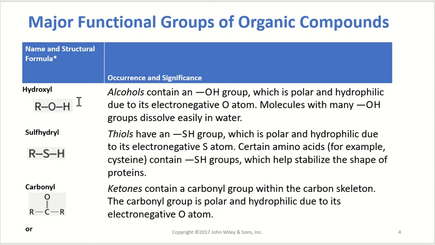All right, so in this instance, this alcohol contains an OH group, and this is a polar and hydrophilic sort of functional group, due to the electronegativity of that oxygen atom. We talked about electronegativity in the last couple of videos, where that really big oxygen is going to hog the attention of those electrons that are swirling around, that it's sharing with that hydrogen. So molecules that have lots of these OH groups are going to dissolve fairly easily in water.